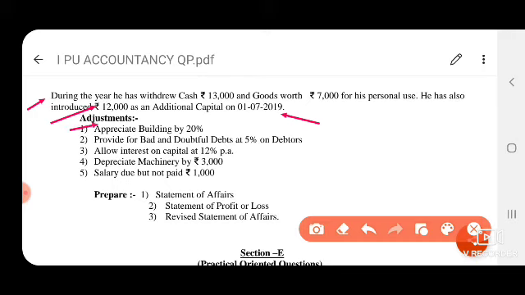Next adjustment, appreciate building for 20% under incomes and gains. Provide bad debts under expenses and losses. Allow interest on capital. Interest on capital we have to calculate both on opening and additional capital. Additional capital interest we have to charge from 1/7. Depreciate machinery under expenses and losses. Salary due under expenses and losses. Prepare statement of affairs, statement of profit and loss and divide statement.